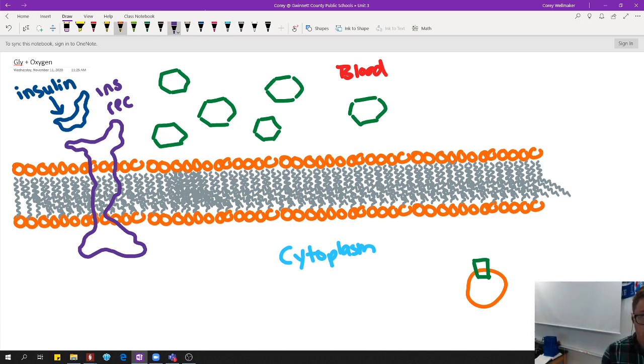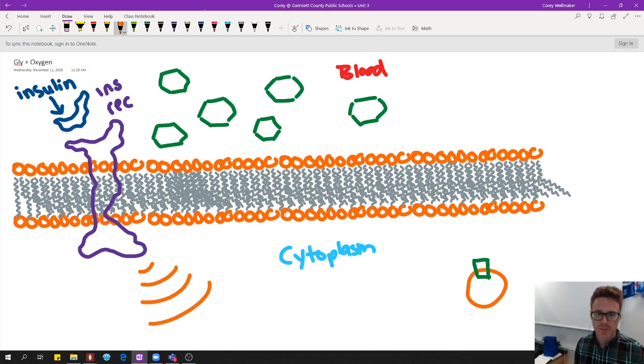The receptor will send a signal to the cell once it binds with insulin, and the exact mechanisms of that we'll talk about next unit. But as a response, the cell is going to send a vesicle containing GLUT to the membrane. So the green square is GLUT, which is a glucose transporter protein.